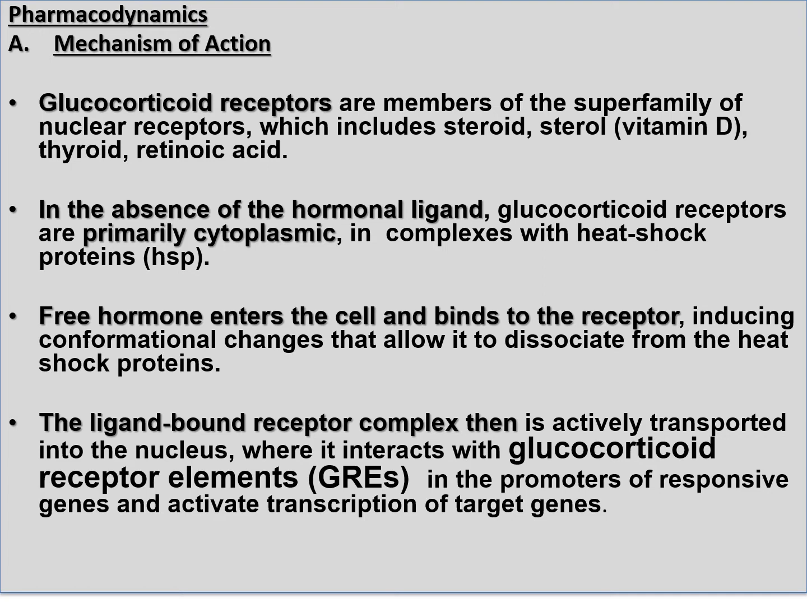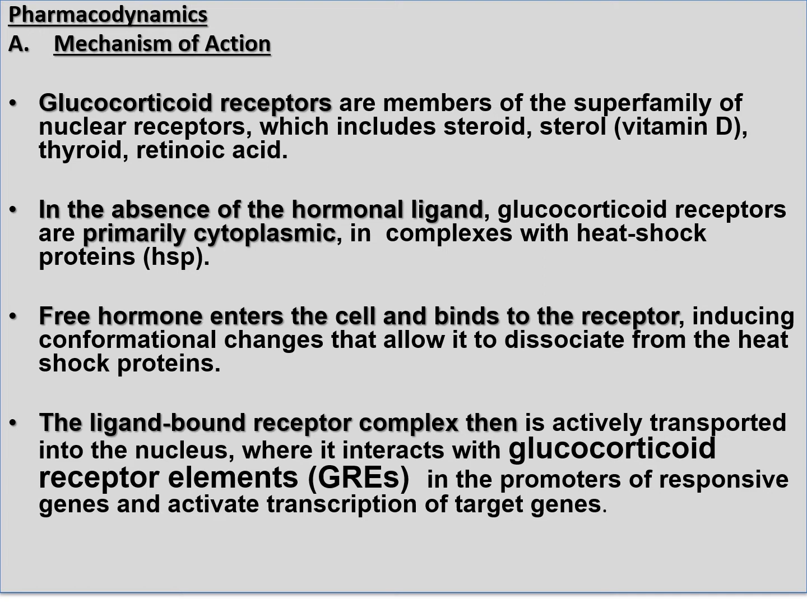In the absence of the hormonal ligand, glucocorticoid receptors are primarily cytoplasmic, in complex with the heat shock proteins. What does this sentence mean? Where are the glucocorticoid receptors? Cytoplasmic. And what complex do they form? They form a complex with the heat shock proteins.